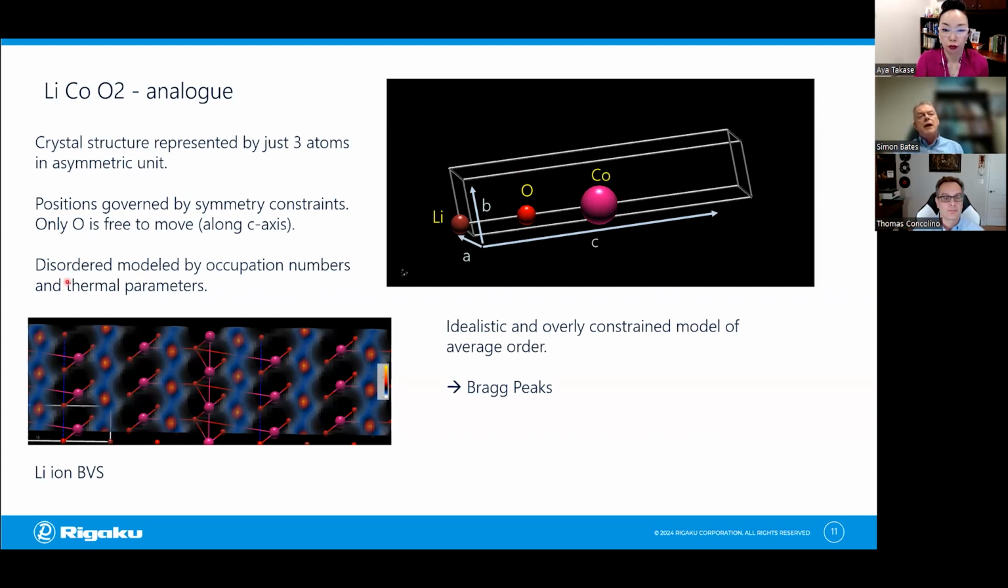Now, we can introduce some disorder parameters into this model to try and help us understand what might be going on. And we'll look at these in more detail as we go through in the PDF. But one of them is called occupation numbers. So that's essentially how much lithium or how much cobalt on average is present at these sites. So you can imagine if lithium is leaving through the layers, then the lithium occupation will drop down. And also thermal parameters, which give us some idea of the uncertainty of atomic positions. But nevertheless, they are overly constrained by symmetry and not that useful for us.